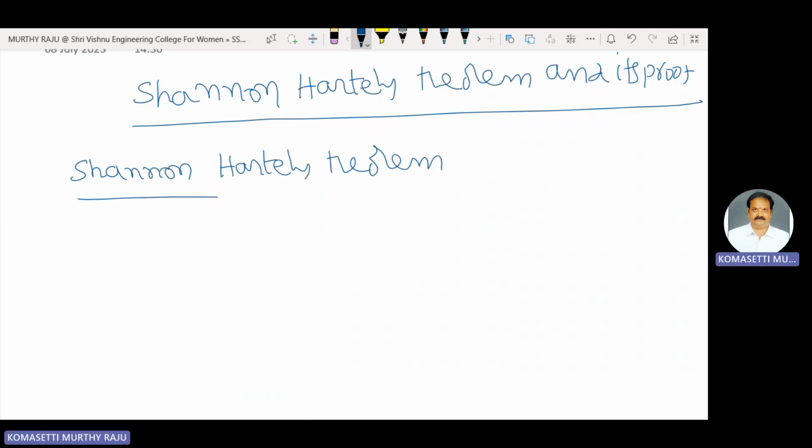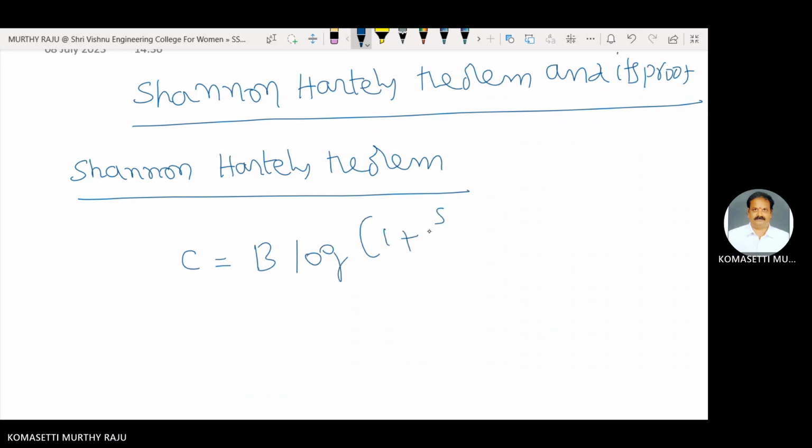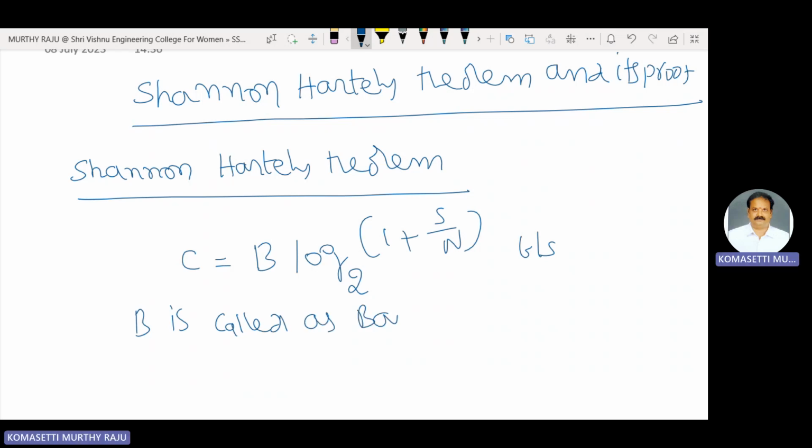According to this theorem, the channel capacity of the continuous channels is given by C is equal to B log to the base 2 of (1 plus S by N) bits per second, where B is called the bandwidth of the channel.